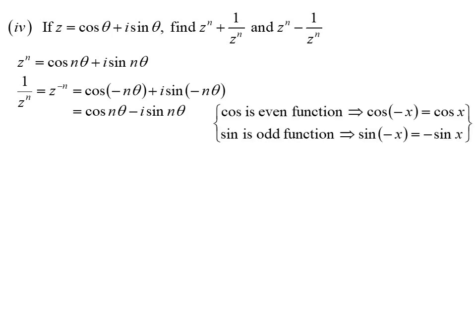But how did I get it? Well, I used the fact that cosine is an even function, so the cos of negative x is the same as cos of x, and sine is an odd function. Sine of negative x is the same as negative sine x.